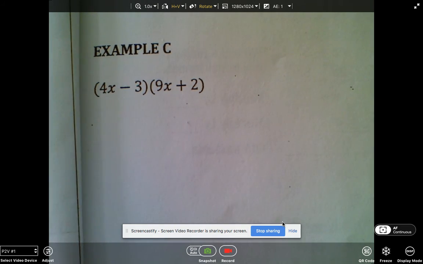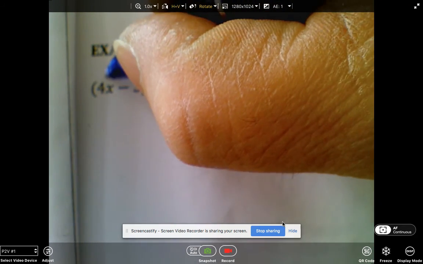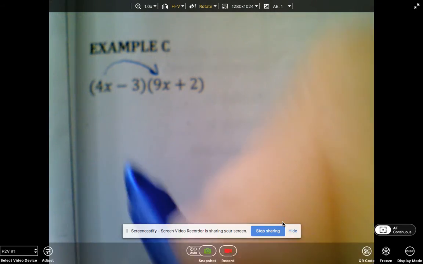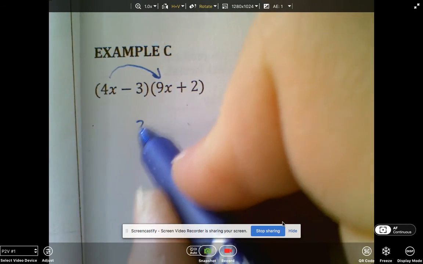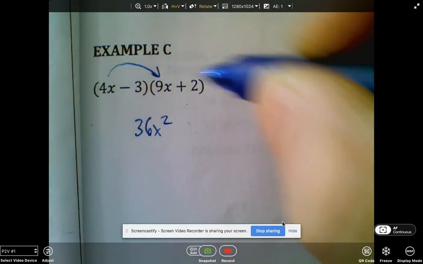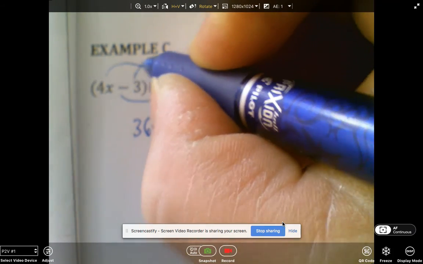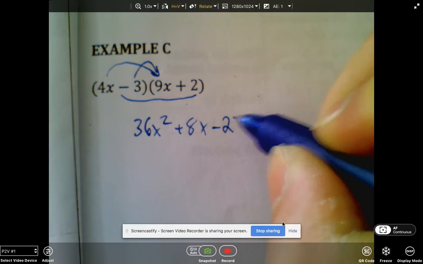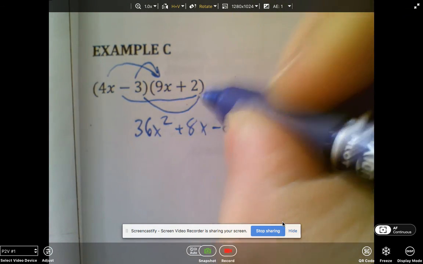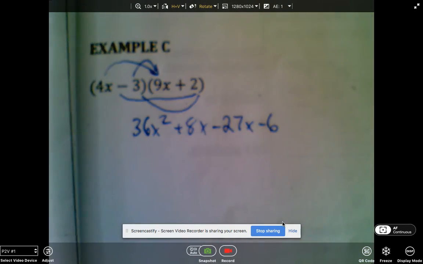Okay, perfect. I haven't done this one ahead of time, so I'm just going to do it with you. Hopefully you get the right answer. So first would give me 36x squared. Outers would give me plus 8x. Inners would give me minus 27x. And last would give me minus 6.